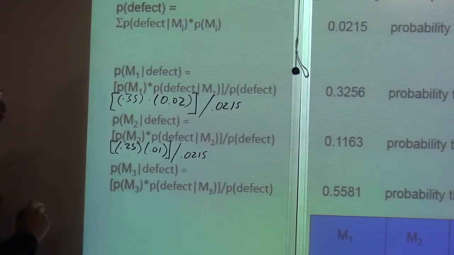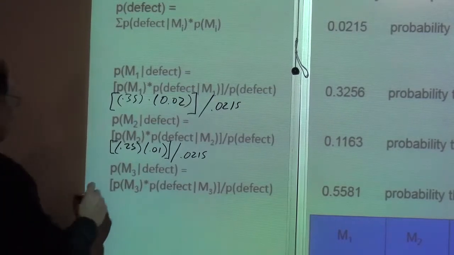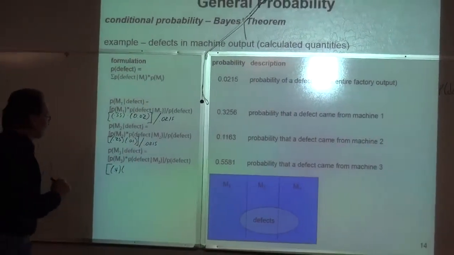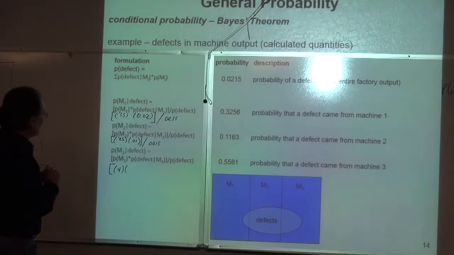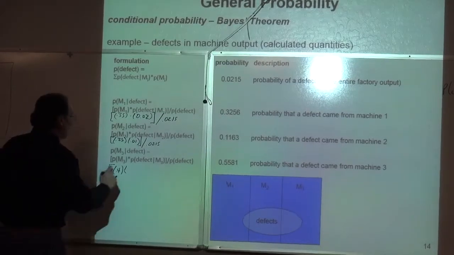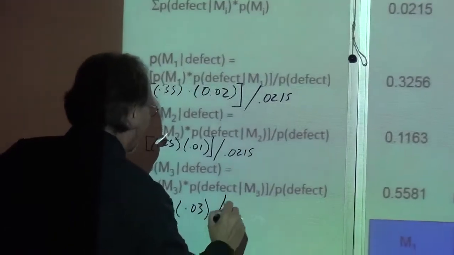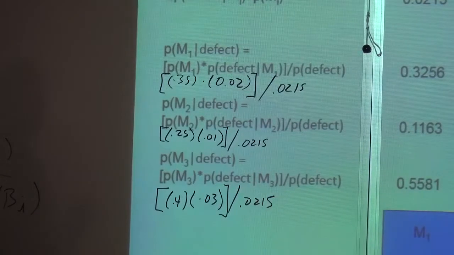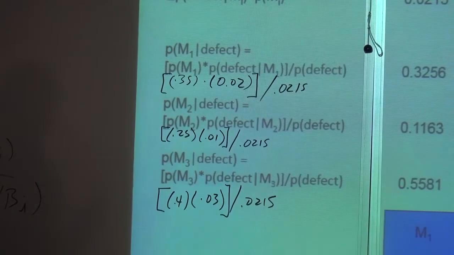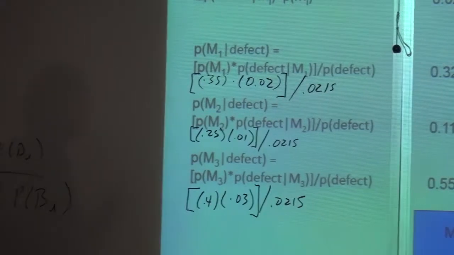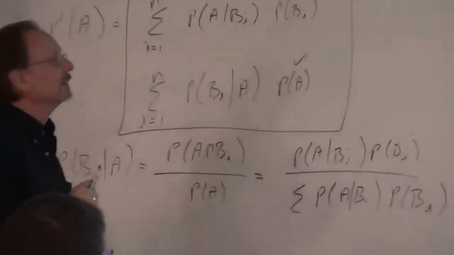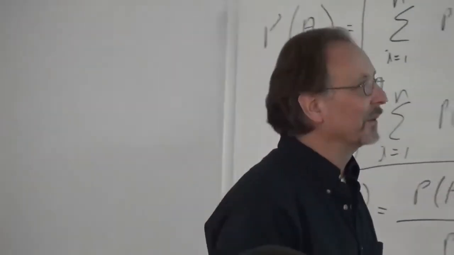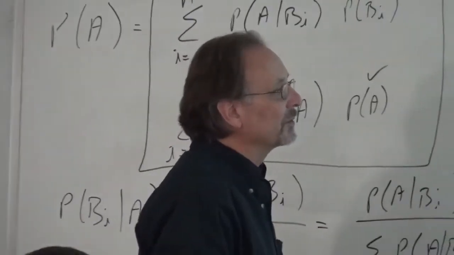Okay, and then finally for machine 3, it's 0.4. If it's from machine 3, the probability of the defect is 0.03. And again, 0.0215. Okay? So this is a useful application of Bayes' theorem. It's one of the many applications, but this is a useful one.